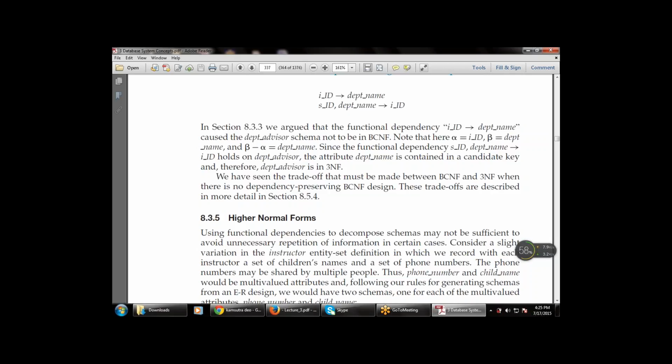Then next is the higher normal form, that we have discussed. So one is BCNF, one is 1NF, one is 2NF, one is third NF. Then the next one is a higher normal form that is also available.